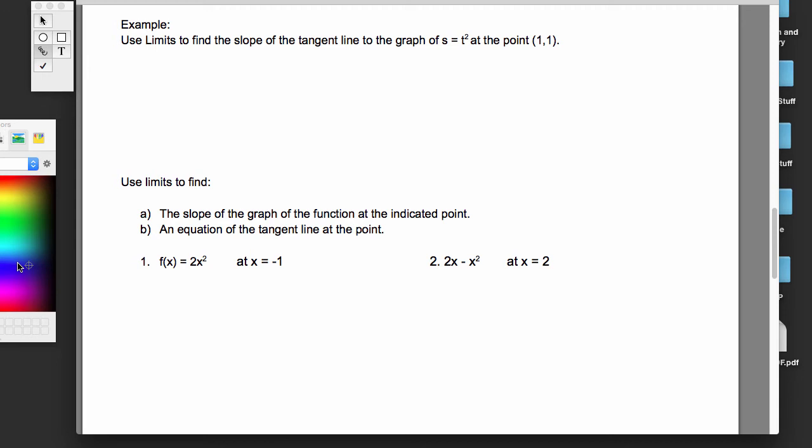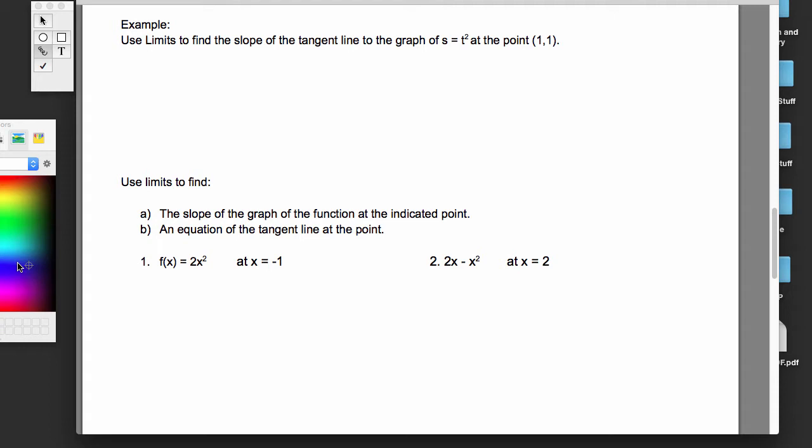Welcome back. Today we're talking about using limits in basically what amounts to a calculus situation. And we're talking about using limits to evaluate slope at points and tangent lines, and really ultimately starting to look at what it means to have a derivative. And so that's what we're going to look at today.